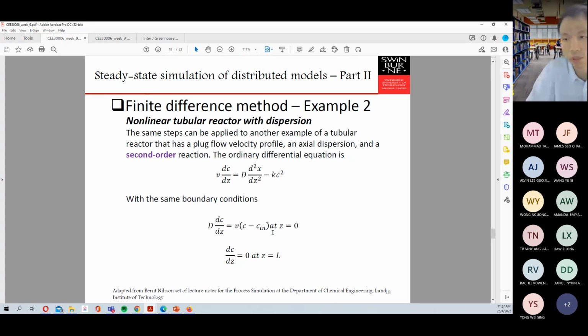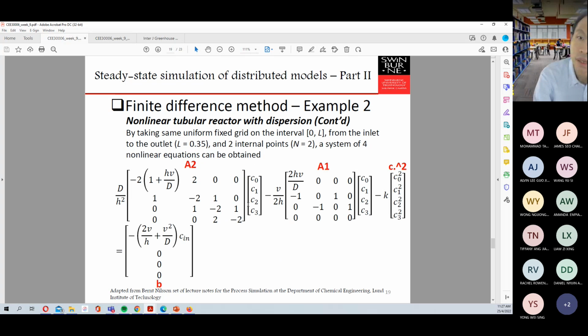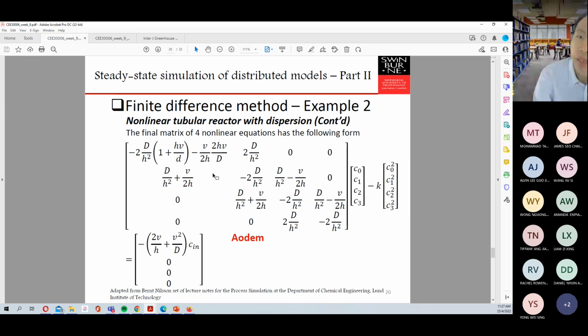So this one is example 2, a nonlinear tubular reactor with dispersion. You can apply the same steps again. The difference is that your reaction in here is a second order reaction. So you do the same thing again. Everything is the same. Then the final matrix will become like this.